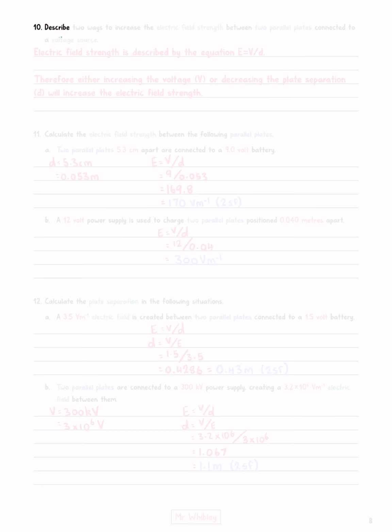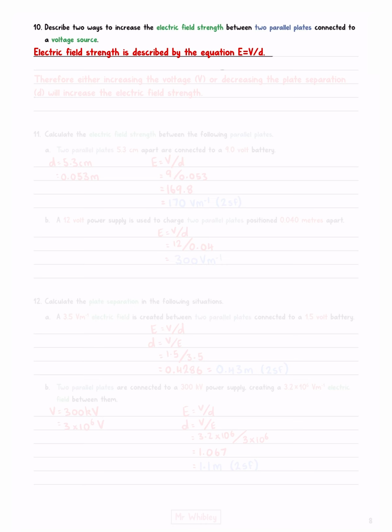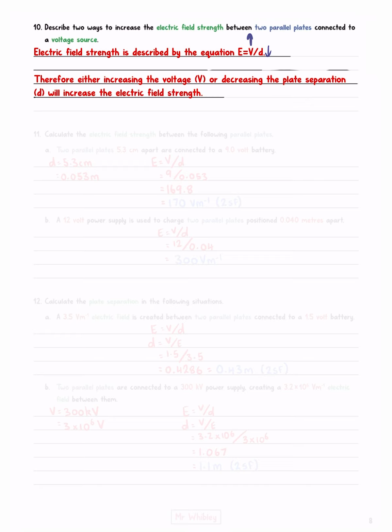Question 10. Describe 2 ways to increase the electric field strength between 2 parallel plates connected to a voltage source. We know that electric field strength is described by the equation E equals V over D, which is voltage over separation. Therefore, either increasing the voltage or decreasing the plate separation will increase the electric field strength. Being able to use arrows to reason with an equation like this is a crucial skill that, if you haven't already, you must be sure to develop.